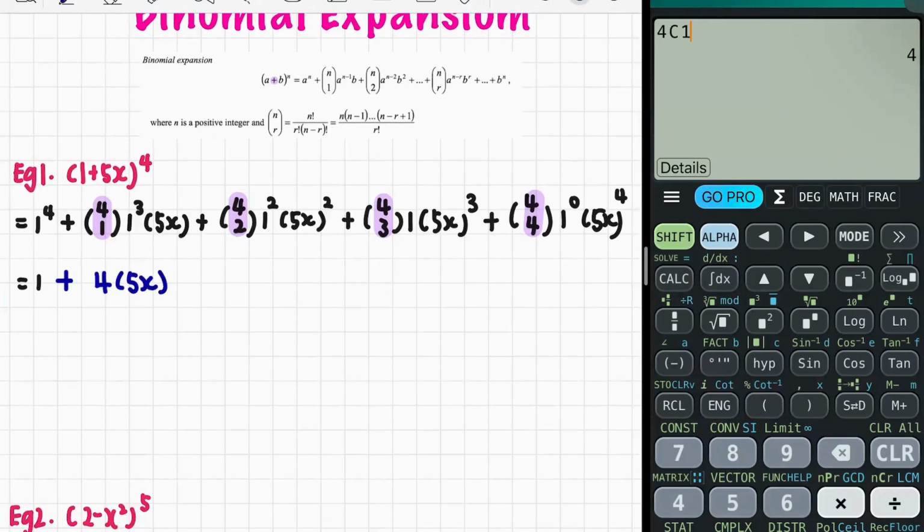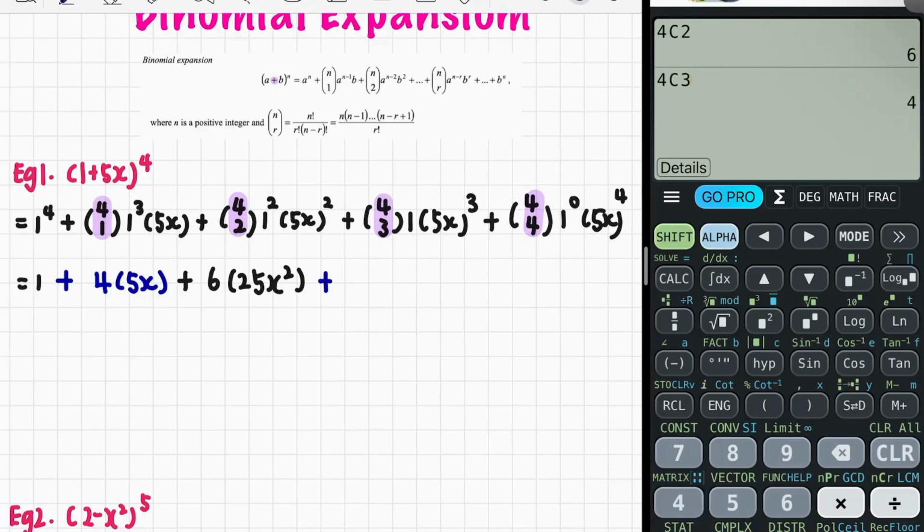Then the next one, we're going to press 4 choose 2. Same thing, it will just become 6. So 1 square is still 1. This one, 5 square, we have to make it 25x square. That's why the square is on the outside. Next one, 4 choose 3.